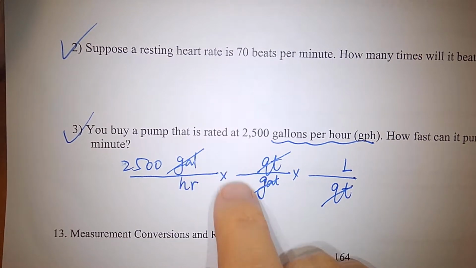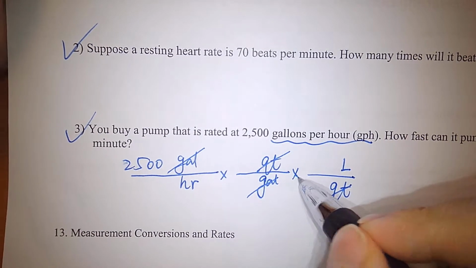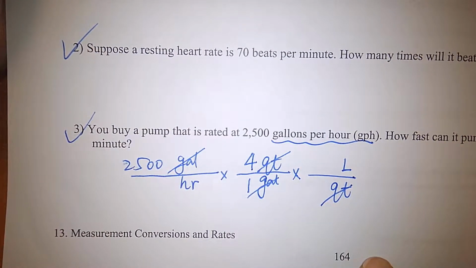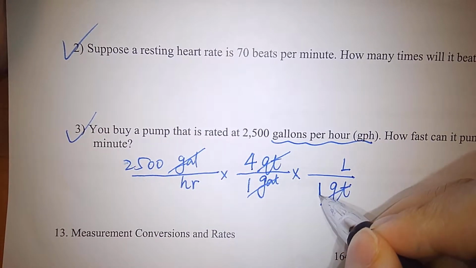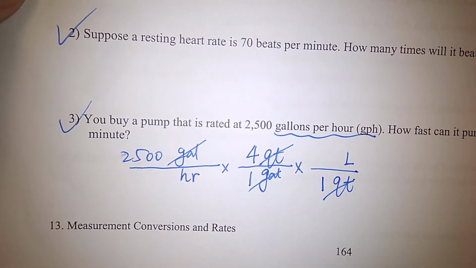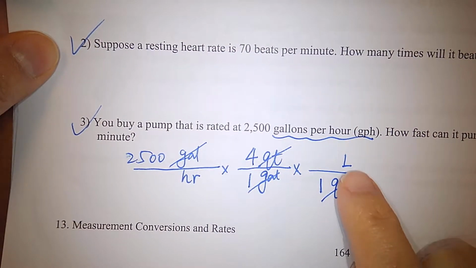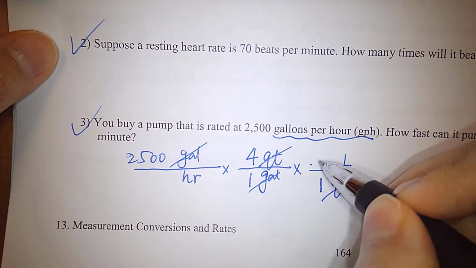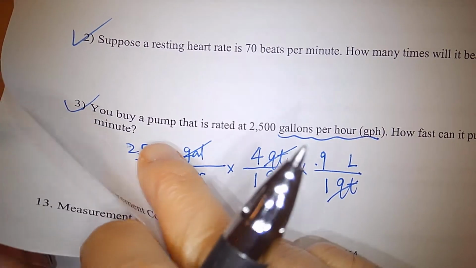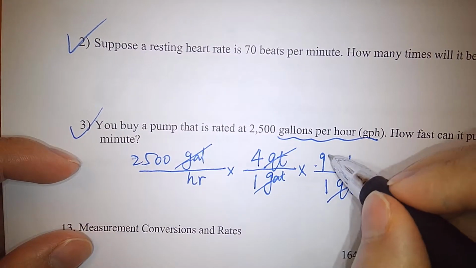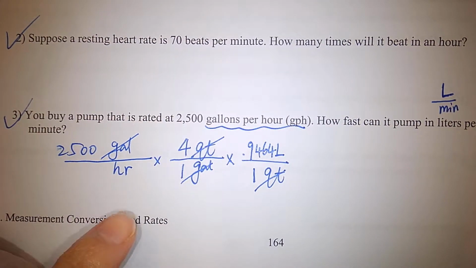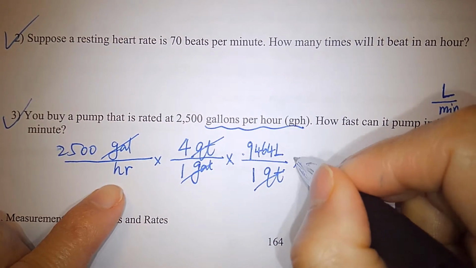Okay, so guys, do you still remember the relation? Every 1 gallon equals how many quarts? 4 quarts, right? And every 1 quart equals how many liters? I couldn't remember the number. Can you tell me what 1 quart equals in liters? 0.9 something, right? 0.9464, yes.